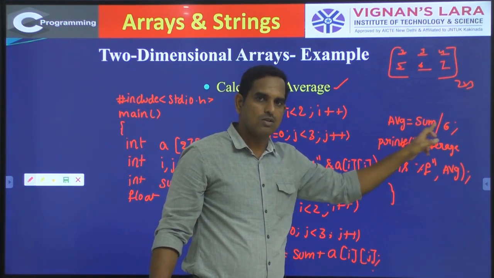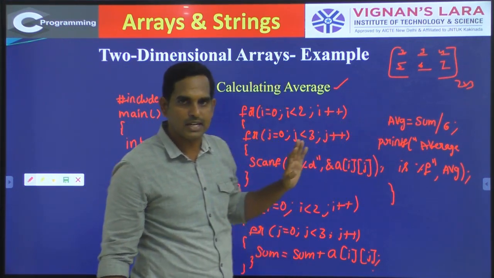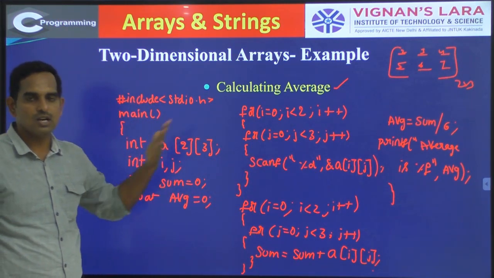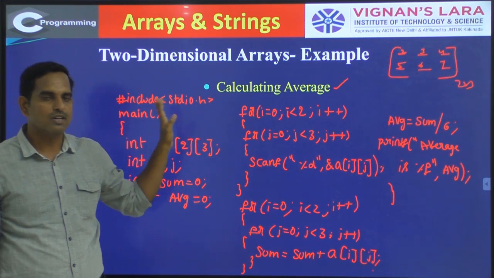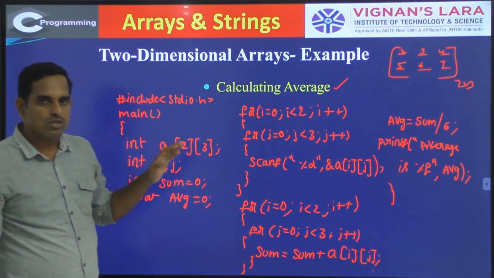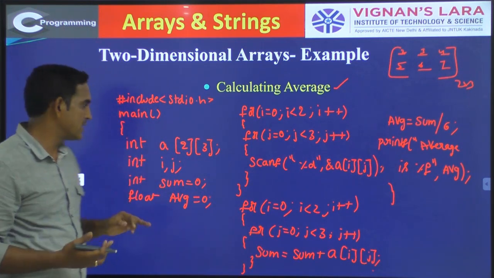After that, I have taken the average of all the values, and I am printing the average at the last. This is how you calculate the average of the set of values that are present in your array. Okay, so this is about your two-dimensional arrays.